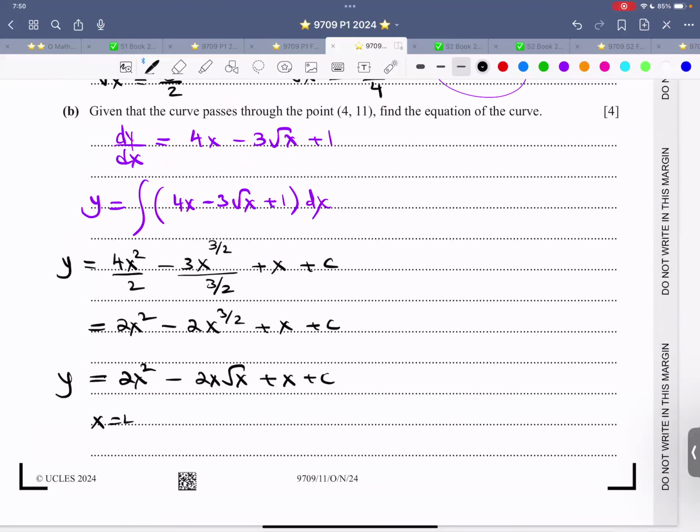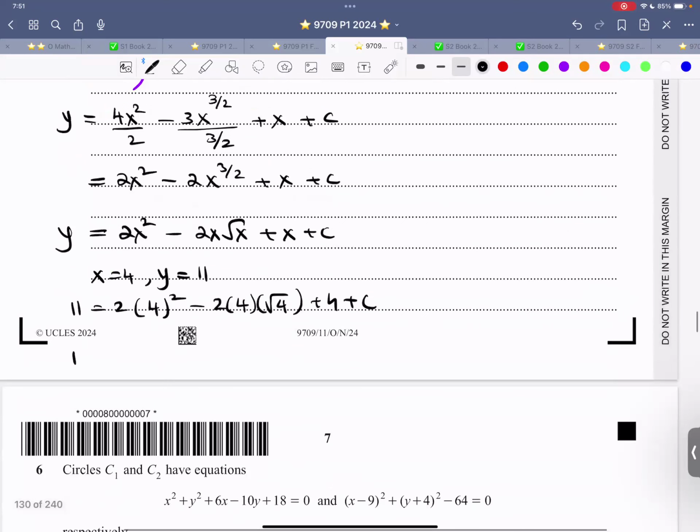And now for 11. When x is 4, y is 11. 11 is 2 into 4 squared minus 2 into 4 into square root of 4 plus c. So now 16 into 2 is 32, 2 4s are 8, 8 into 2 is 16, plus 4 plus c. 32 minus 16 is 16, 16 plus 4 is 20. 11 minus 20 is -9, c is -9.